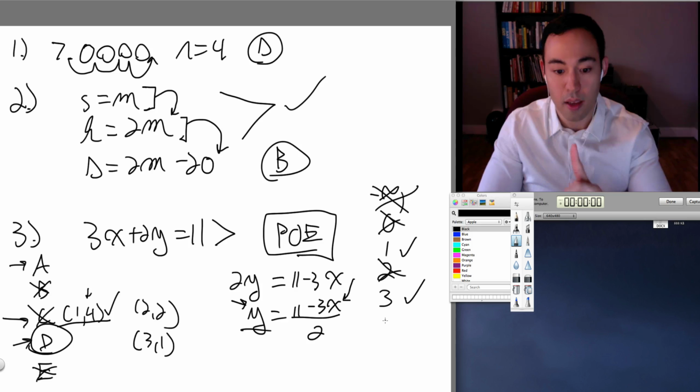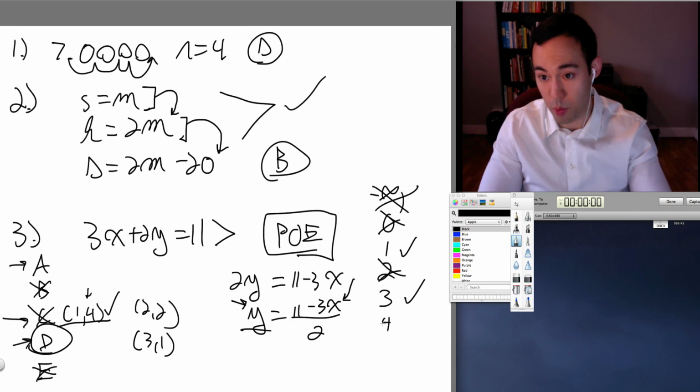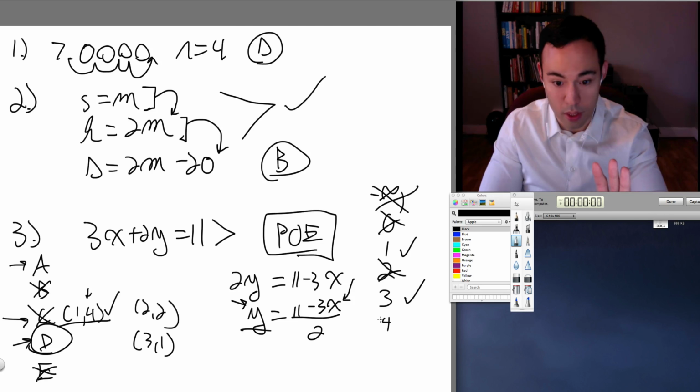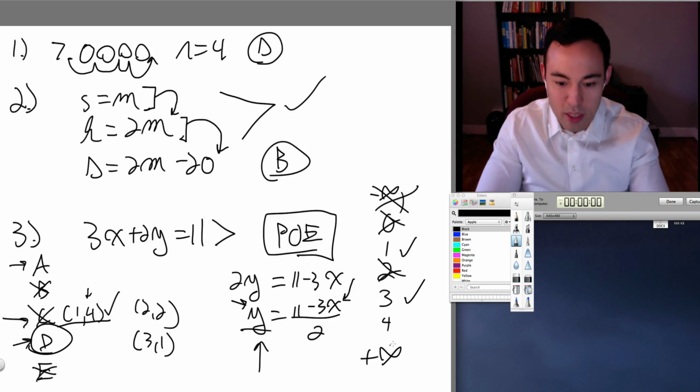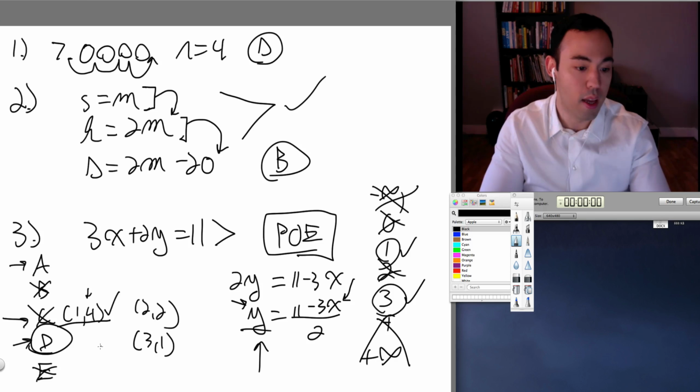And then, after 3, as soon as we get to 4, because remember, x has to be an integer, we get 11 minus something bigger than 11. And now we've dipped into the negatives, and y can't be negative. So 4, all the way up to positive infinity, is right out, and we're left with just 1 and 3 for values of x.